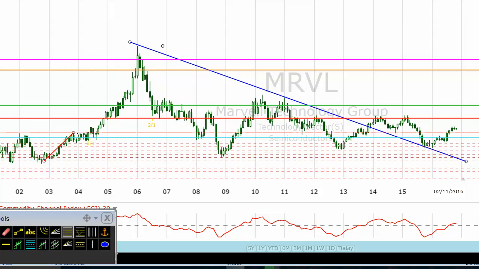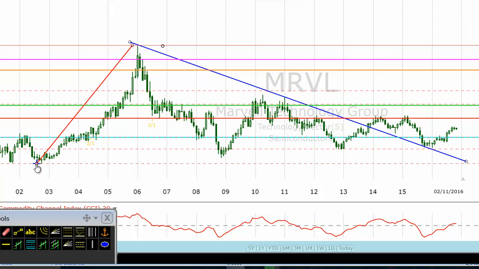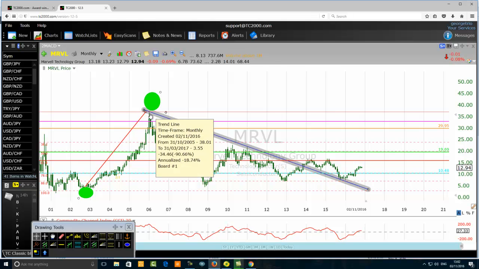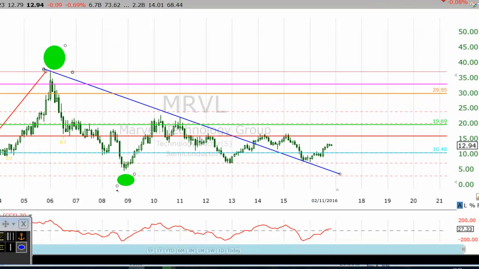So looking at Marvell, we see that there was a trend in place before. It was a bullish trend, very bullish. That trend started somewhere around mid 2002 and ended right here in 2006, just before the financial crisis. But something strange happened here, looking at what happened in the past, in the way people sold this stock. They just sold it down, boom, boom, boom, almost 100% retracement.